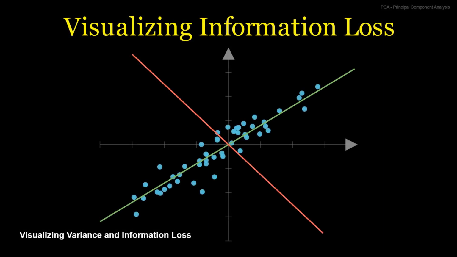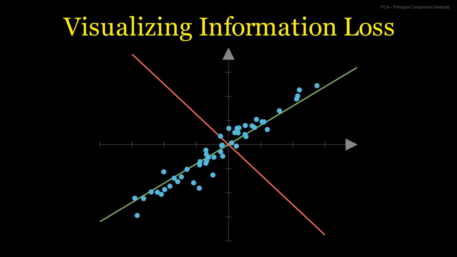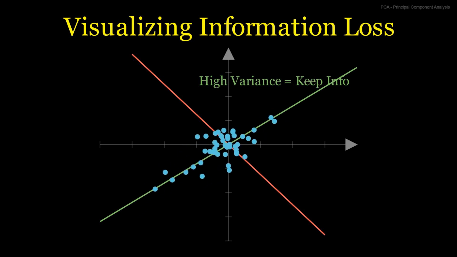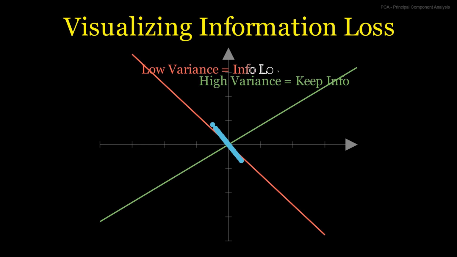Consider these two perpendicular lines. Projecting our data onto the green line, where the data is most spread out, retains a lot of the original variability. However, projecting onto the red line perpendicular to the first squishes the data, losing significant information and making points indistinguishable. PCA seeks the green line, not the red one.